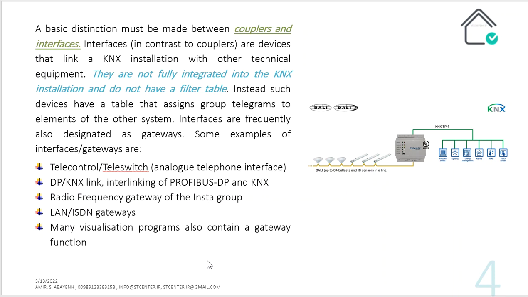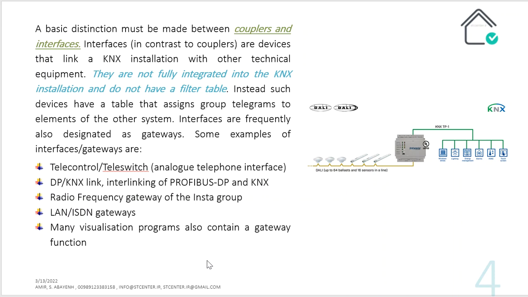These types of interfaces are not fully integrated into the KNX installation and do not have a filter table. So with interfaces, for example between KNX and Modbus, or KNX and DALI, you do not have a filter table, and you cannot control the traffic of the data. Instead, such devices have a table that assigns group telegrams to the elements of the other system. Interfaces are frequently also designated as gateways.